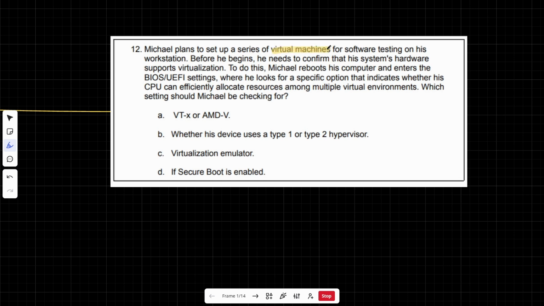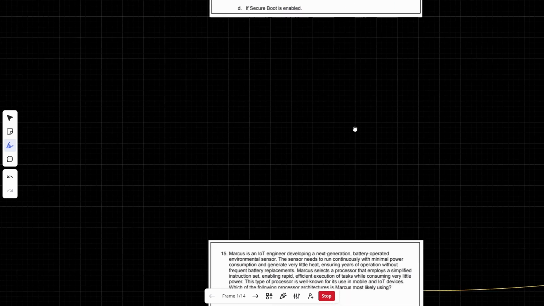Right, virtual machines. You need to have a look at your Intel for VTX or AMDV for your AMD. Okay, so that's what we need to look for.